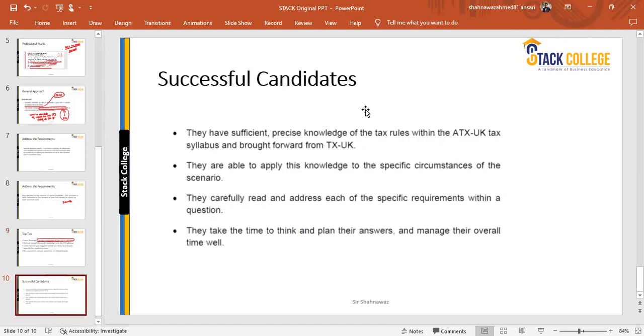And this is the extract of the examiner report, showing what characteristics those students have who passed this exam successfully in the first attempt. This is the repetition of what I have discussed: they have precise knowledge of the whole TX syllabus. They understand the requirement well. They have explained well. They have calculated well. They plan their answer and then they write. They do not write haphazardly. They write as per the requirement of the question.